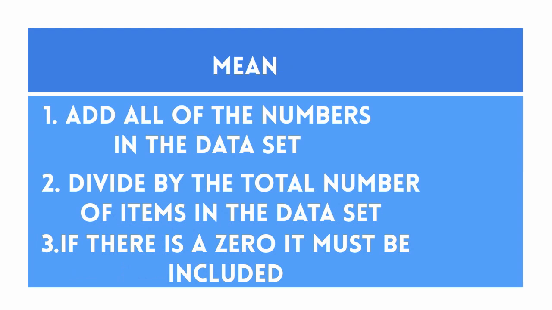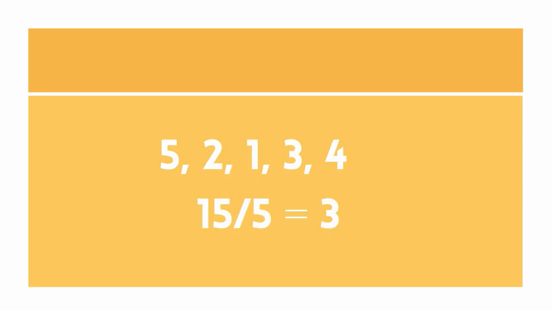Let's take the mean of the following numbers: 5, 2, 1, 3, 4. When you add these numbers up, it equals 15. To get the mean, you divide by 5 because there are 5 numbers in the data set. So the mean would be 3.